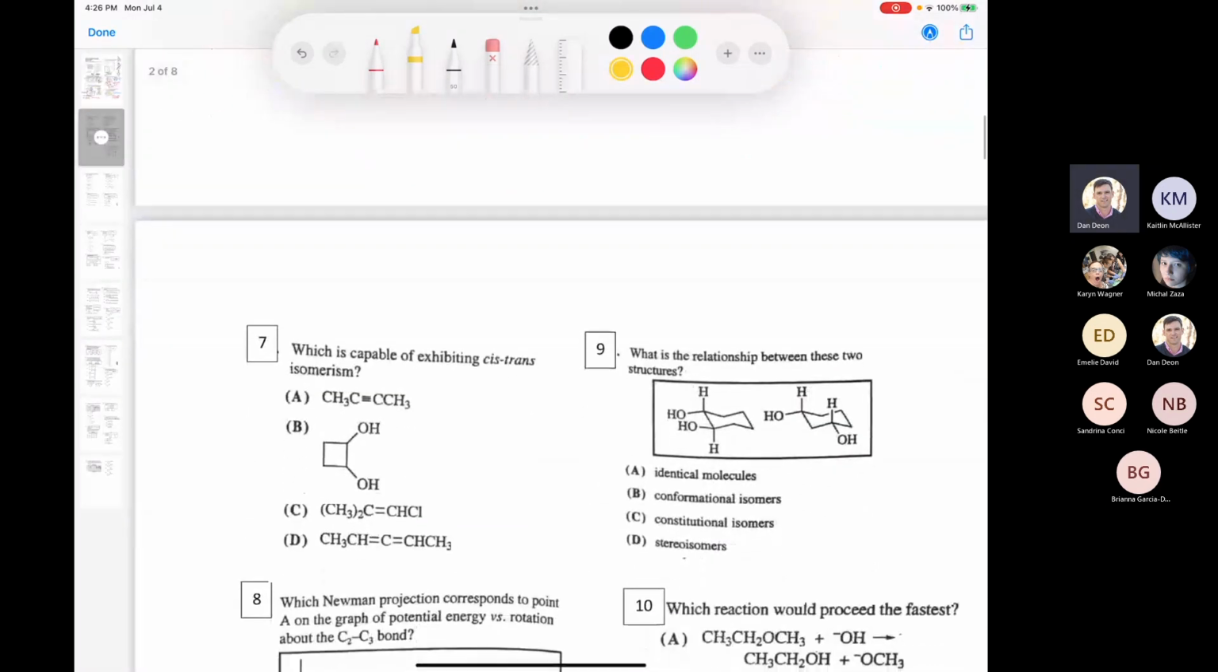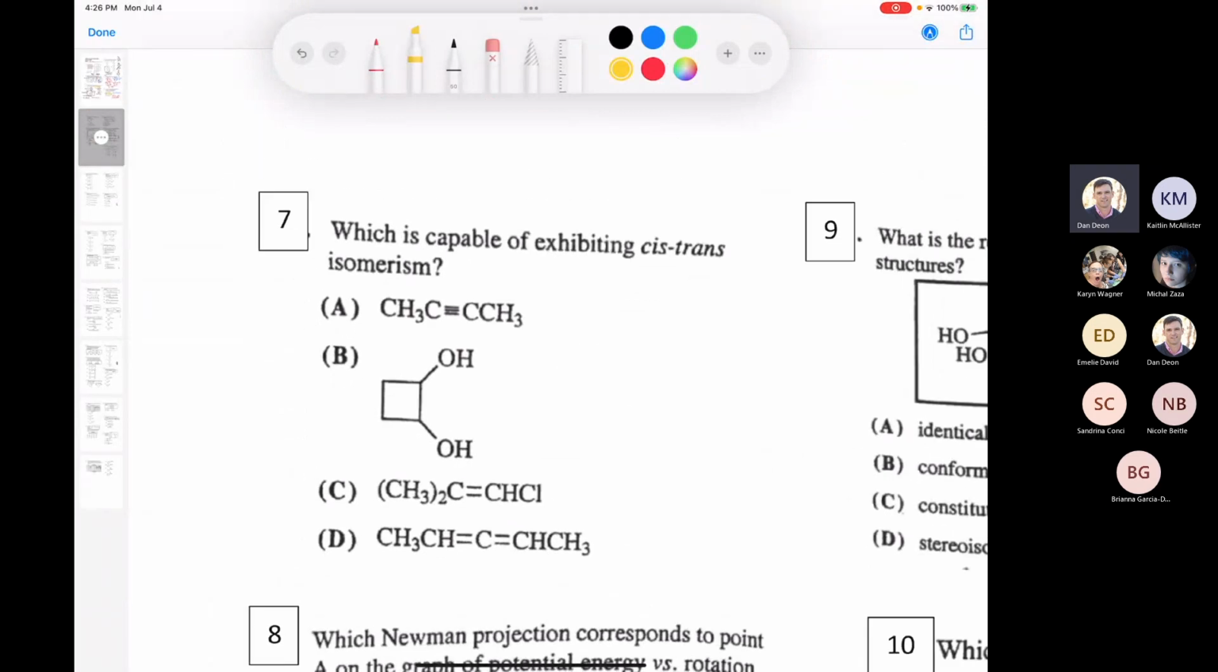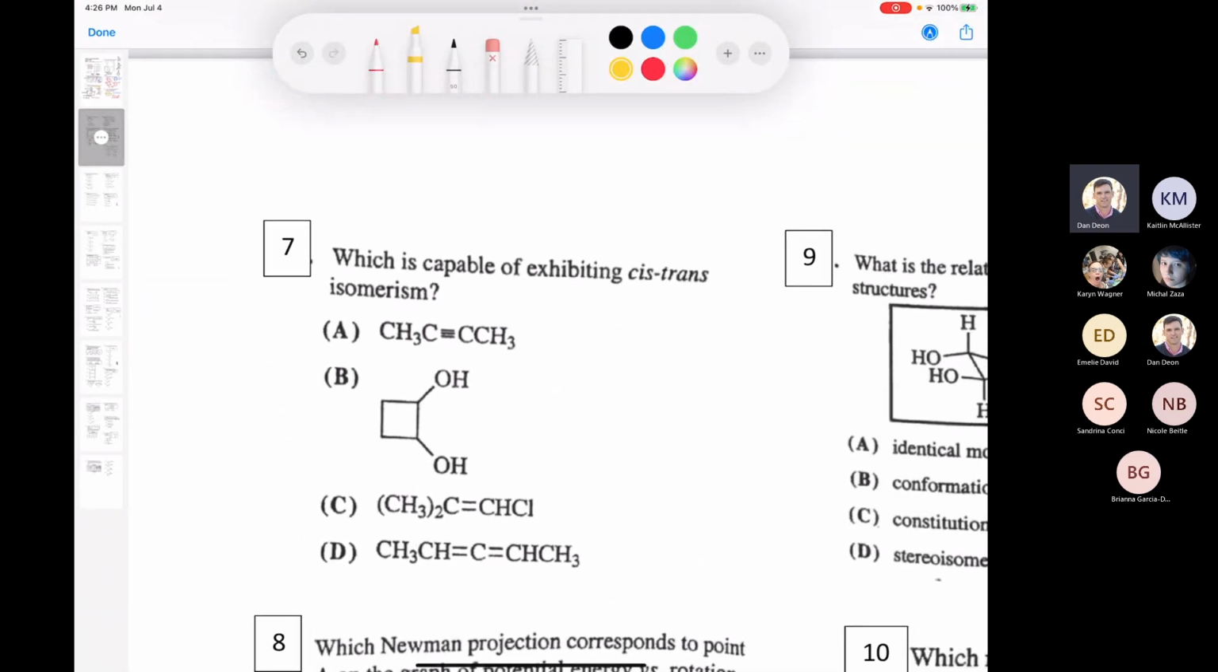Good. My students seem to be pretty good. Hey, let's try number 7. You guys remember cis-trans isomerism? There's two kinds of cis-trans isomerism. Could anybody describe one of the places we saw cis and trans in this class? You can either put it in the chat or yell at me. I don't care. Where would you see cis and trans?